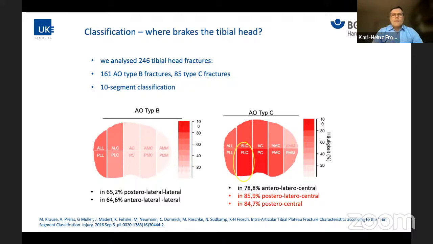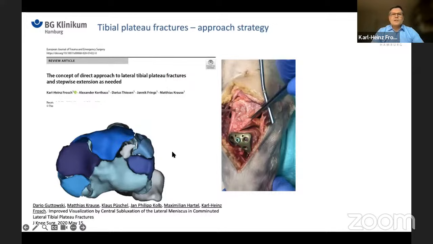And we saw that in B-type fractures, in around two-thirds, the PLC, the posterolateral central segment here, is involved, including the posterolateral corner. The whole posterolateral quadrant is very often involved. And in C-type fractures, this posterolateral central segment is also called by my friend Kong Feng Lu from China the dark side of the knee, because it's difficult to visualize through an approach or also by fluoroscopy. This is the dark side of the knee, and this is the most fractured segment in C-type fractures. So this is a tibial plateau fracture, and I just want to give you an idea about our approach strategy.